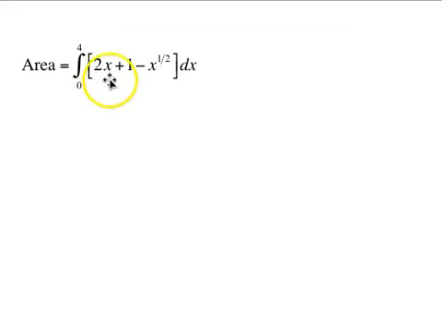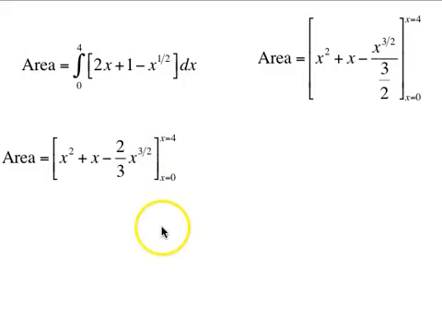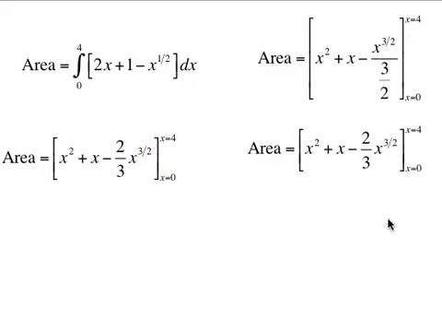The antiderivative of 2x is x squared. The antiderivative of 1 is x. The antiderivative of x to the 1/2: kick the exponent up by 1, 1/2 plus 1, we get x to the 3/2 over 3/2. But dividing by 3/2 is the same as multiplying by 2/3. We've got to plug in 4 and 0 and subtract.